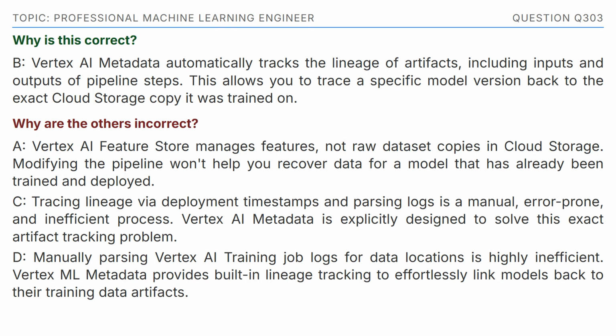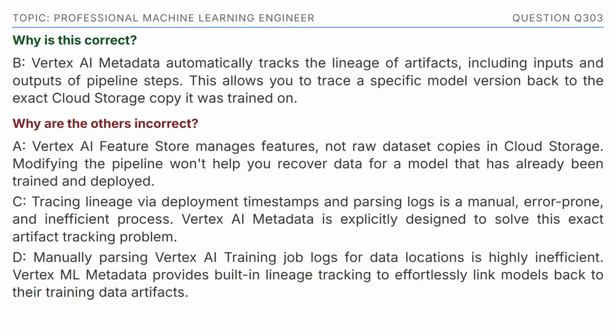Vertex AI metadata automatically tracks the lineage of artifacts, including inputs and outputs of pipeline steps. This allows you to trace a specific model version back to the exact cloud storage copy it was trained on. Why are the others incorrect? A. Vertex AI Feature Store manages features, not raw dataset copies in cloud storage. Modifying the pipeline won't help you recover data for a model that has already been trained and deployed.